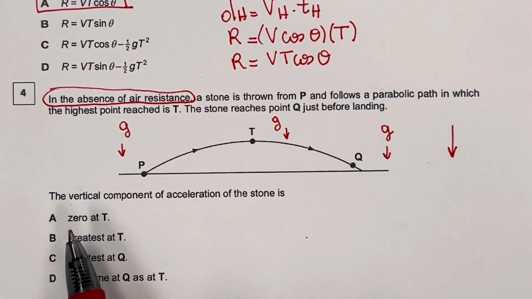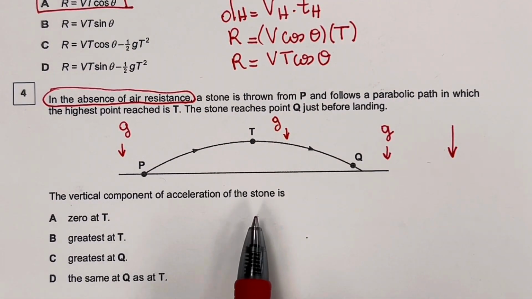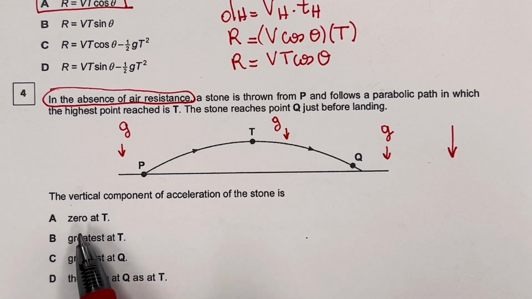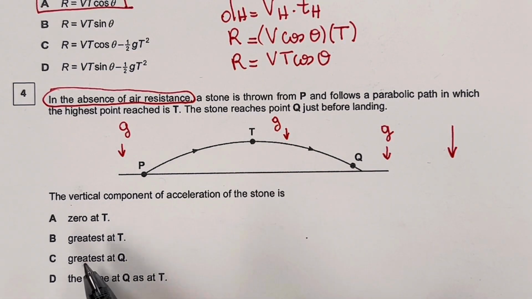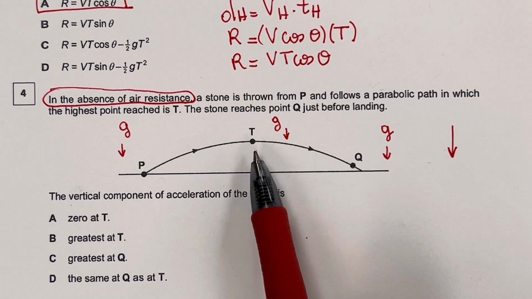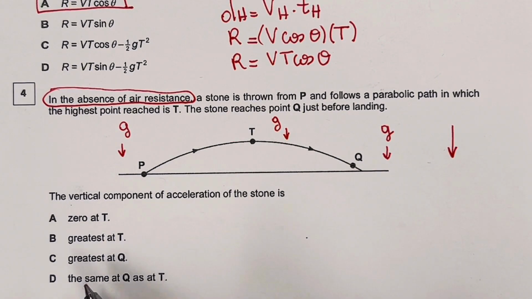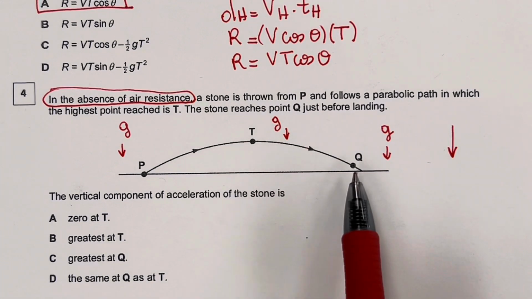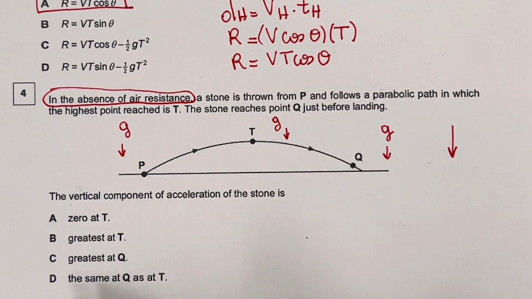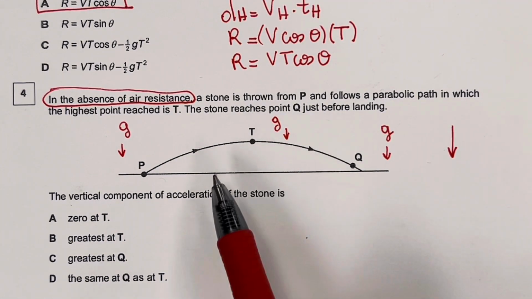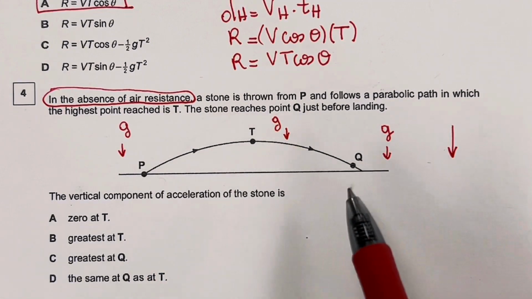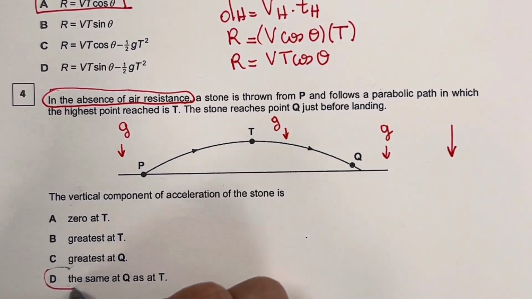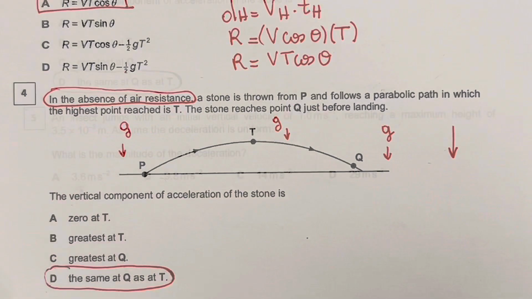To answer this question, the vertical component of acceleration of the stone is 0 at T? No, acceleration is acting here. Greatest at T? No, acceleration is constant. Greatest at Q? Acceleration is constant. The same at Q as at T? Yes, because acceleration is constant, it remains the same at any point of this trajectory. So the answer is D.